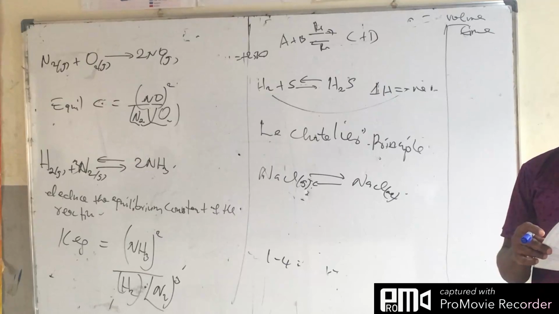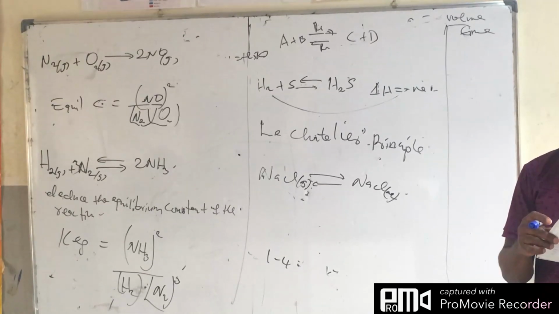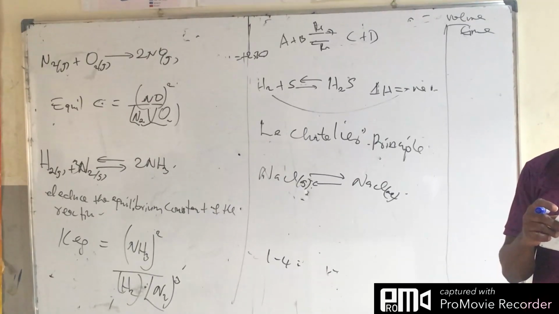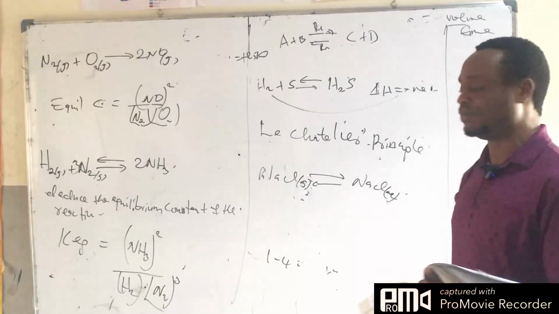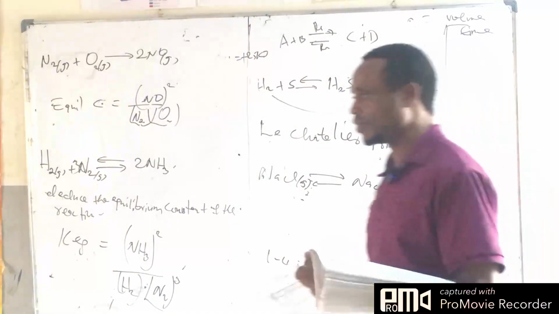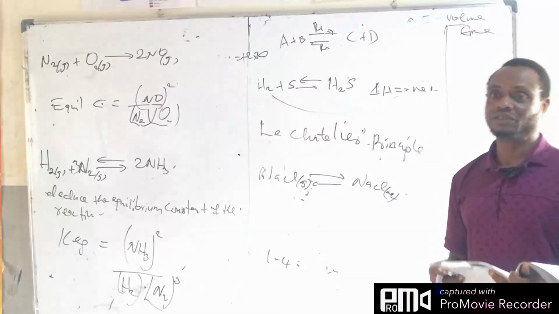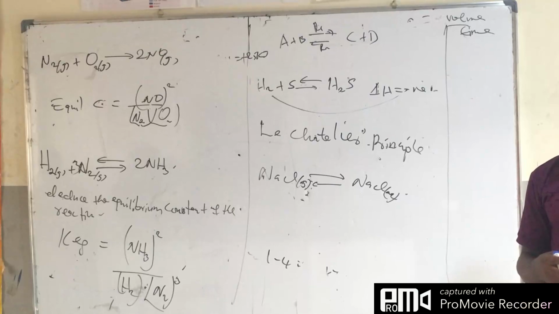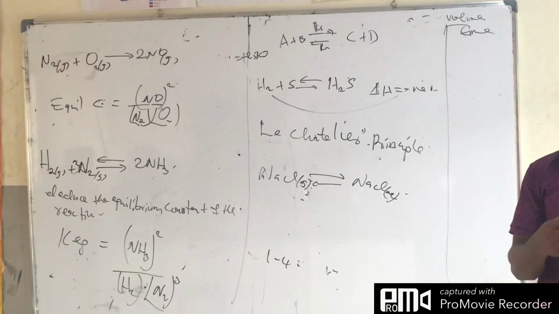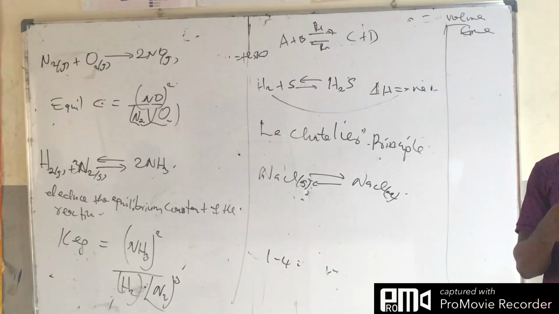Now, look at this question. Are you listening? Which of these equilibria is unaffected by a pressure change? Can I write it down, please? Which of these equilibria is unaffected by what? Pressure change. A, 2NaCl solid.